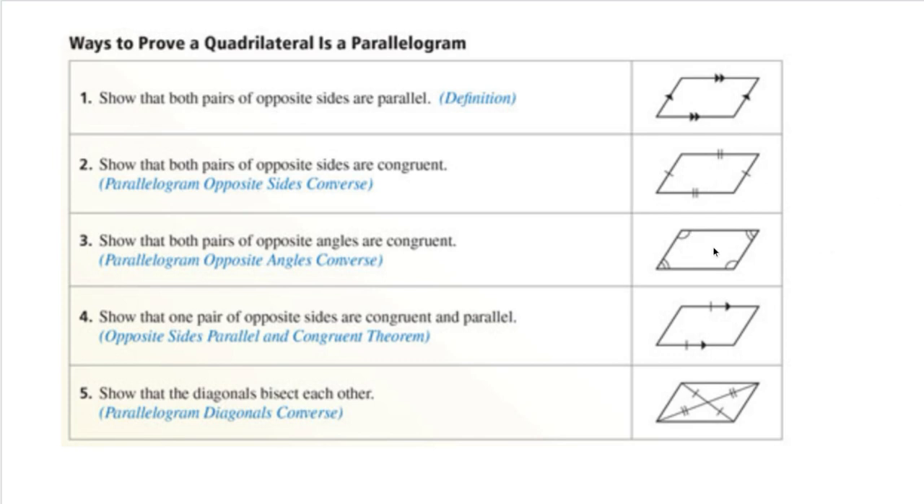We could talk about the angles. If opposite angles are equal and opposite angles are equal, we call them congruent. And then if one side's parallel and congruent, then we know that these will be parallel and congruent. And if we know bisectors cross, we know it's going to be a parallelogram.